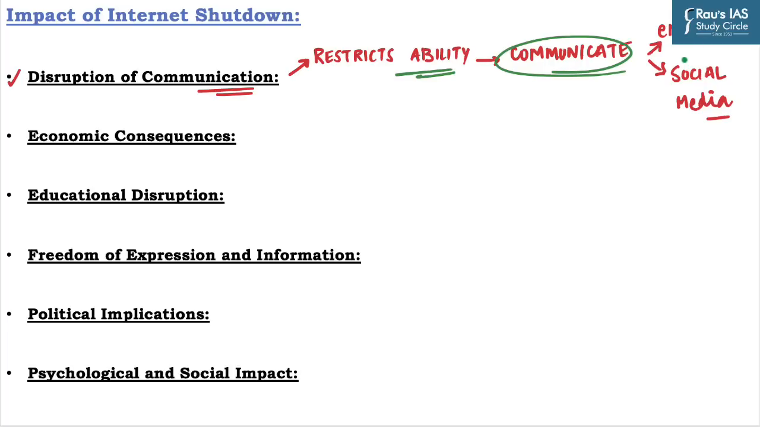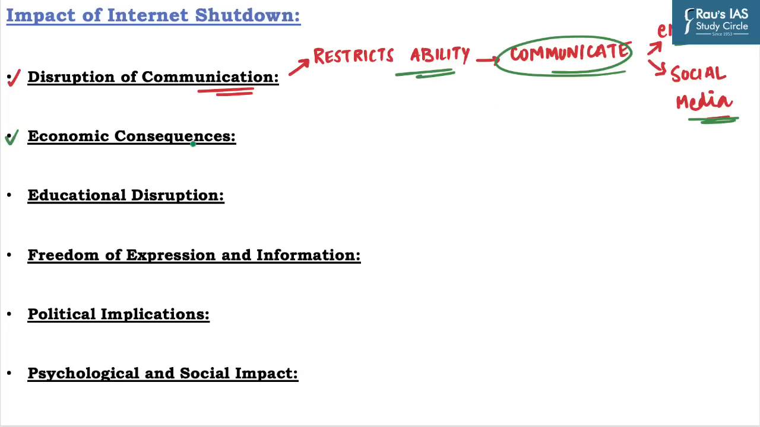Moreover, people rely on the internet for various forms of communication such as email, messaging apps, social media, and other services. Further, a shutdown can hamper personal communication, interrupt business operations, and hinder emergency services like medical emergencies.